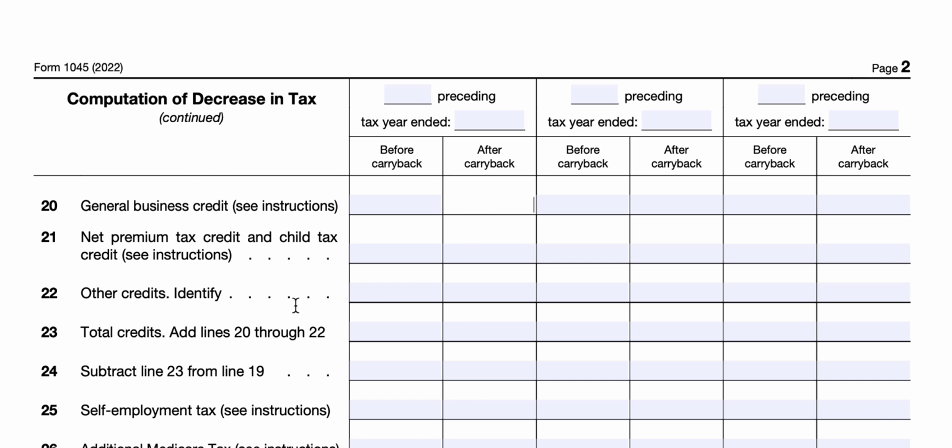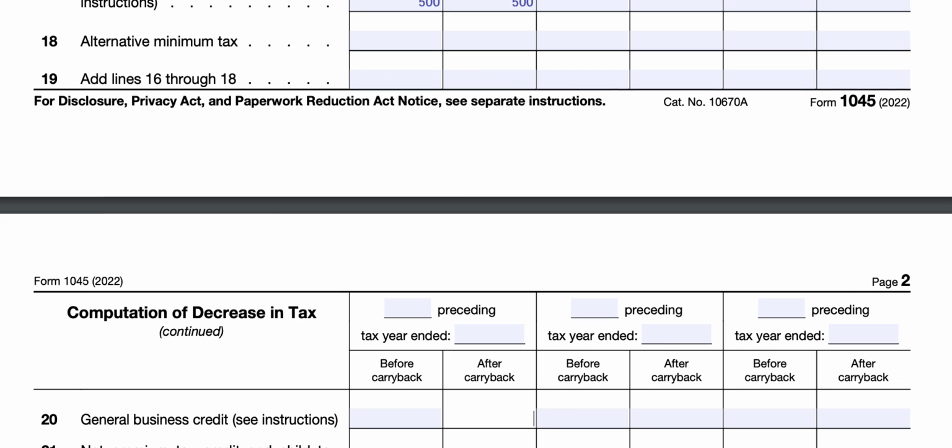For line 22, you'll identify and enter other credits. You'll have to verify on your tax return, but a partial list includes earned income credit, credit for child and dependent care expenses, education credits, foreign tax credit, retirement savings contributions credit. That's a partial list, but refer to your previous tax return for more detail on that. The total credits, you'll add lines 20 through 22 to arrive at the total credits. This total you'll subtract from line 19 above.